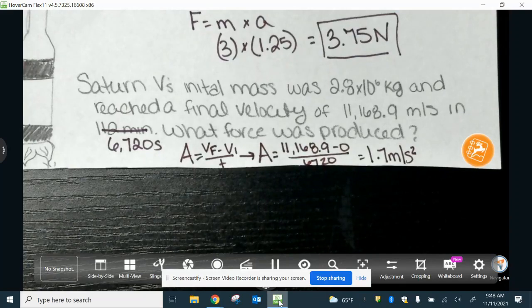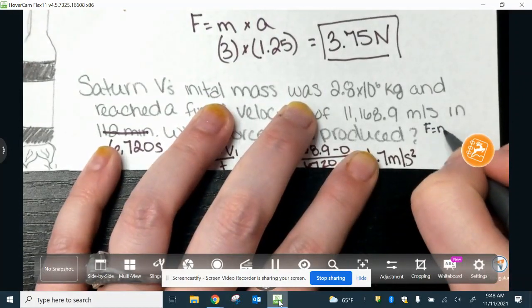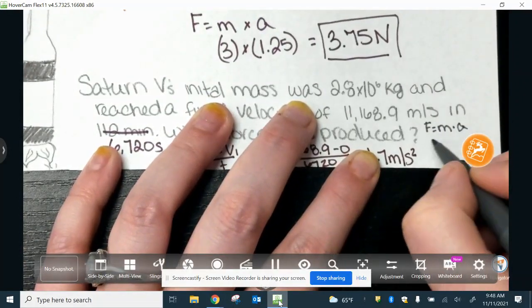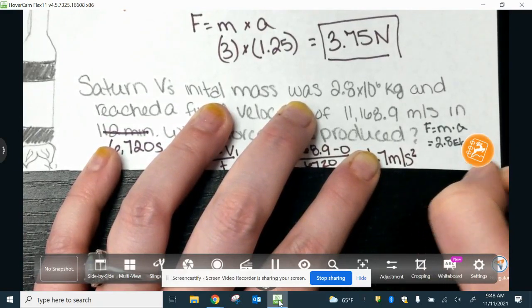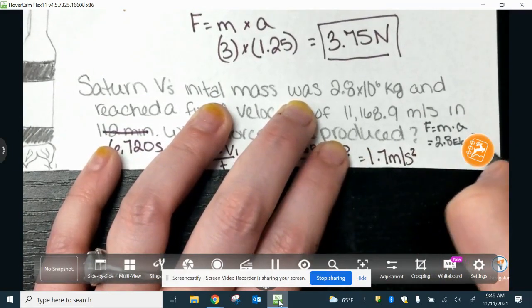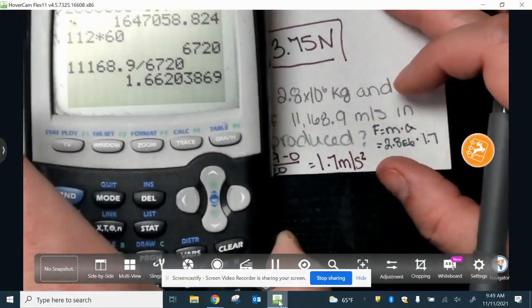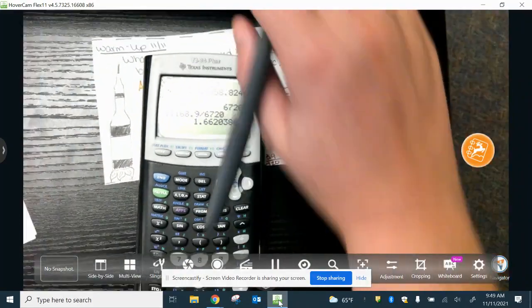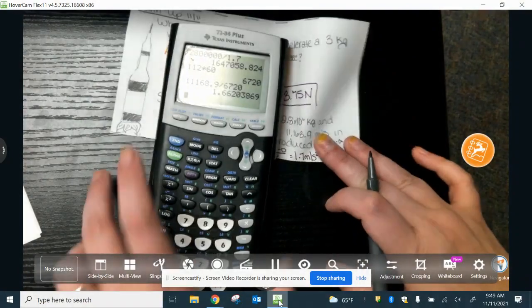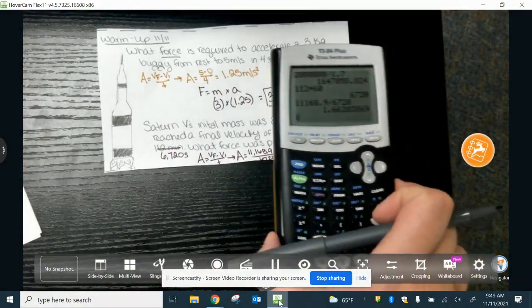Now it's asking again for that force, so I am not done yet. So we're going to do force is equal to that mass times the acceleration. I think that should be a regular number. I'll show you. I like that, 1.7. So to plug that into the calculator, we're going to zoom out a little bit. Is that better?